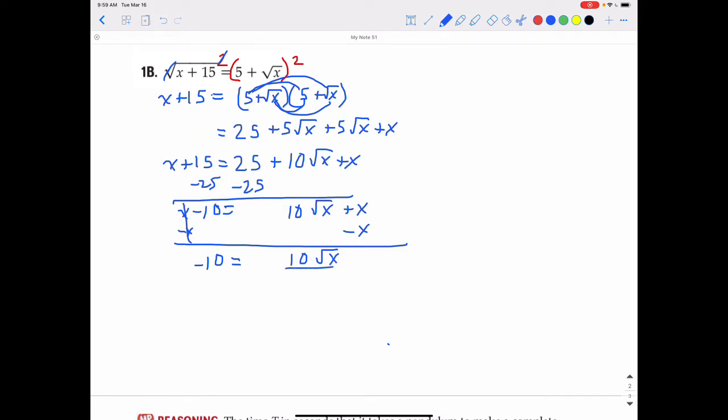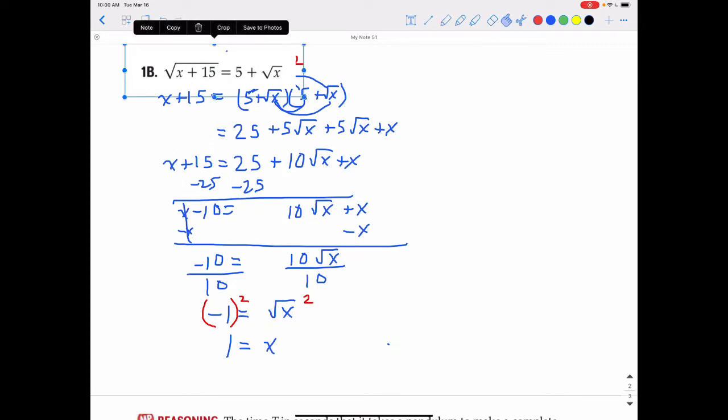Then divide both sides by 10. So that'll be negative 1 equals the square root of x. Now finally I can square both sides, and I will square the negative 1. Since I'm squaring negative 1, I need to put the negative 1 in parentheses to show that I'm squaring the negative as well. So that gives me 1 equals x, because negative 1 times itself is a positive 1.